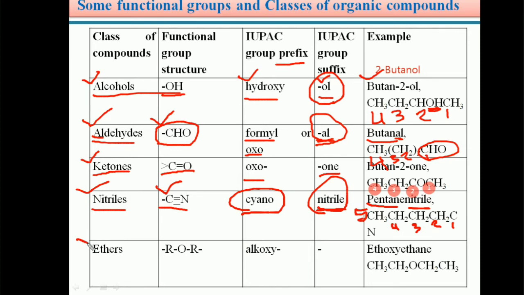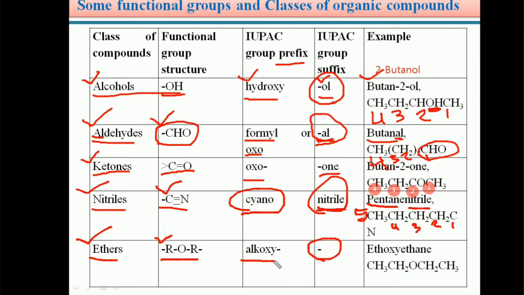The next class of compounds is ethers. The functional group structure is R single bond O single bond R. Here R means alkyl. We know, students, methyl, ethyl, propyl, butyl, whatever it may be, it is an alkyl group. The functional group name is ether, with structure ROR. If ether ROR is the principal functional group, it does not have any suffix. It has a prefix, that is alkoxy.